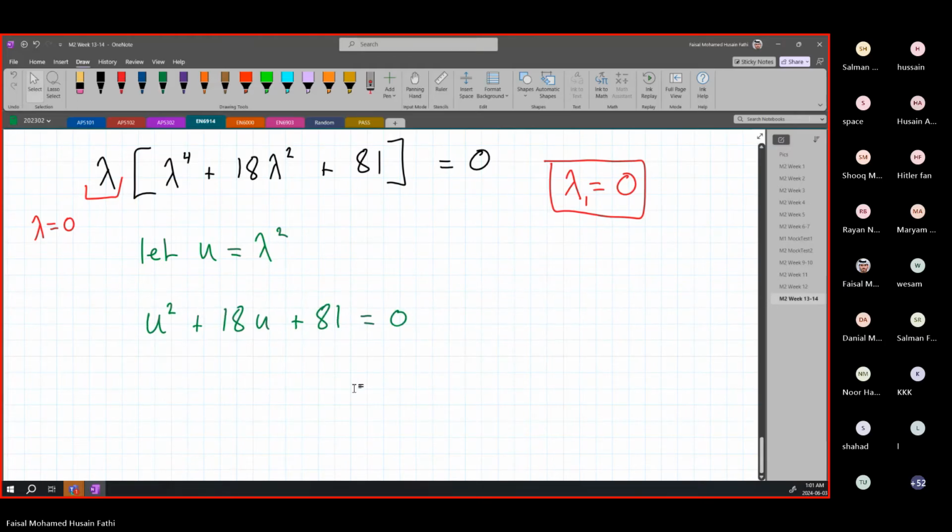Is this true or not? Did I say anything wrong? No. I just said that I'm letting u be equal to lambda squared, and then I will plug it back into my equation. That's all I am doing.